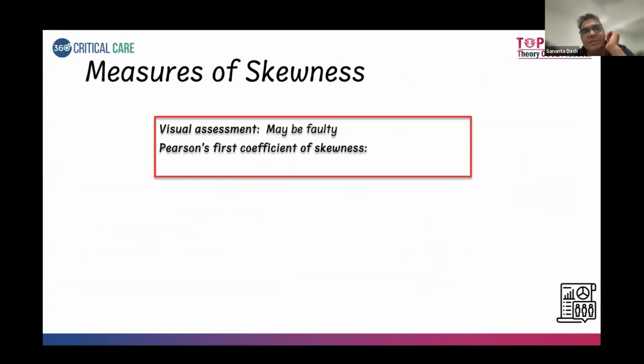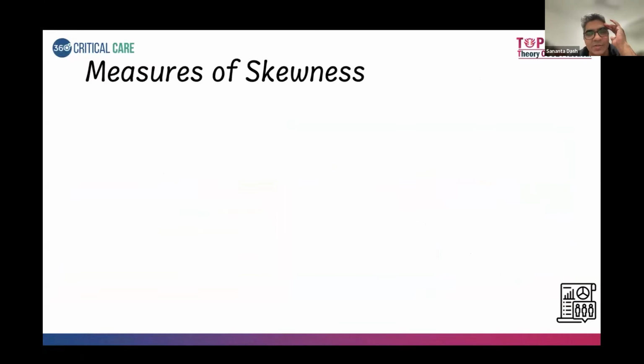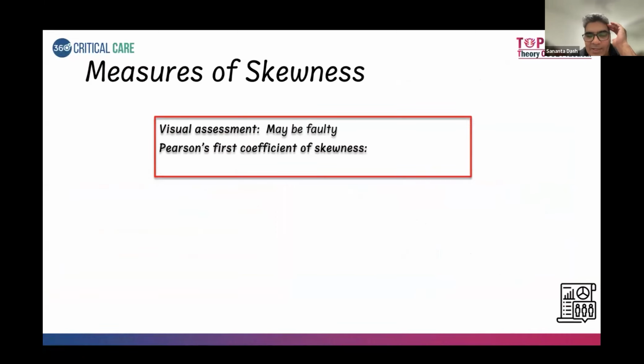Now, measures of skewness. Visually, as you can see, this is skewed data and this is skewed data. You can tell based on the distribution, but it is not always that easy. In that case, there are other parameters used to measure skewness. One is Pearson's first coefficient of skewness, which is calculated as mode minus mean divided by standard deviation.